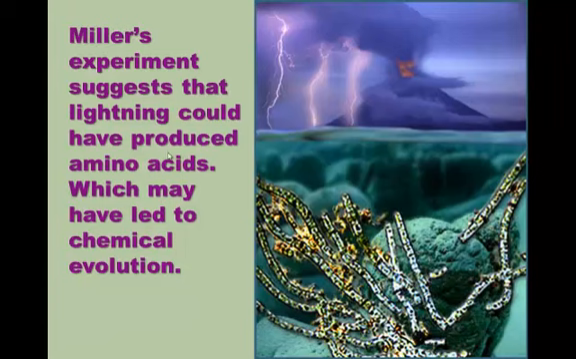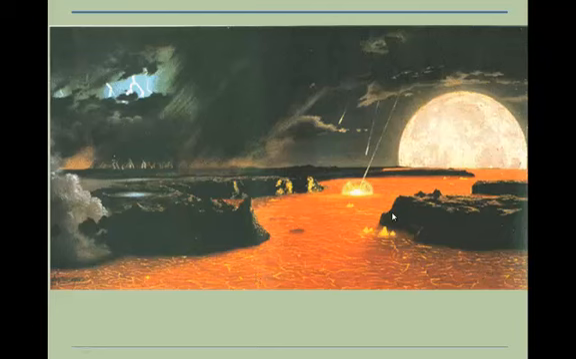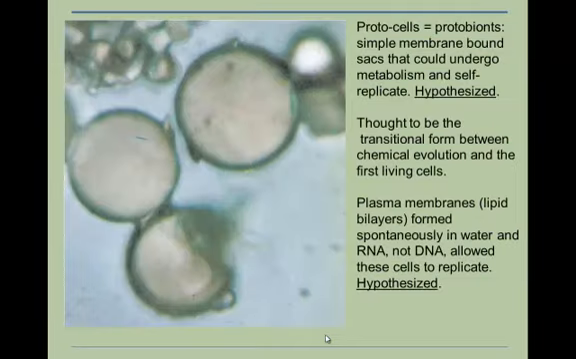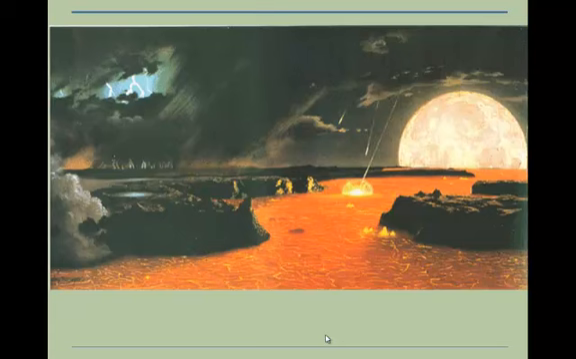And so he suggests that lightning could have produced amino acids, which may have been one of the steps leading to chemical evolution. And here's another one of those great paintings showing the early Earth, what it might have looked at. And we're going to end this module right there.